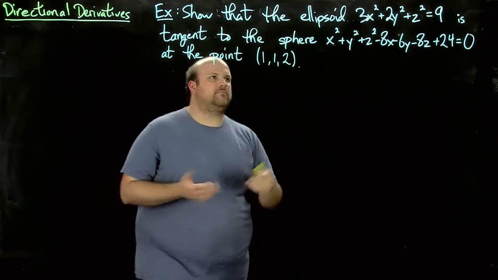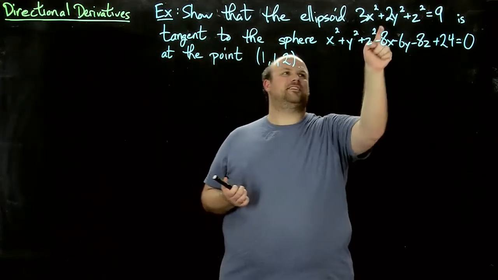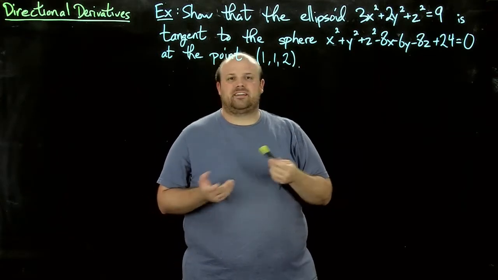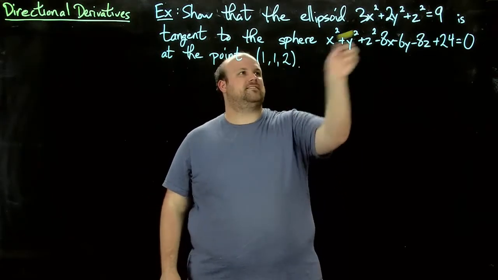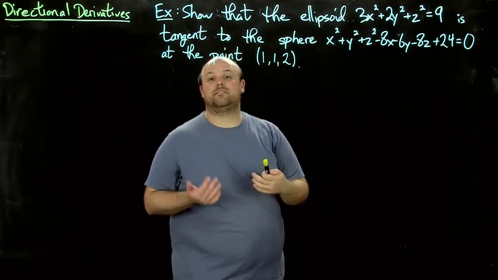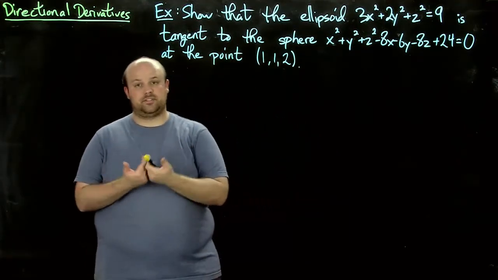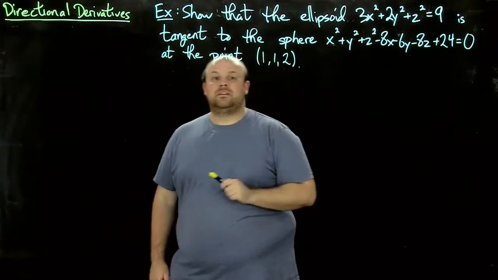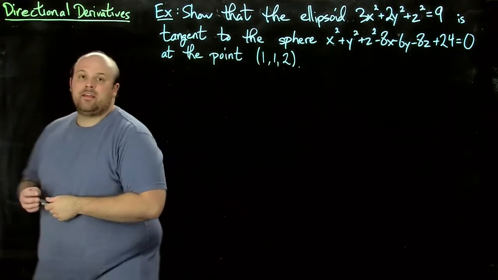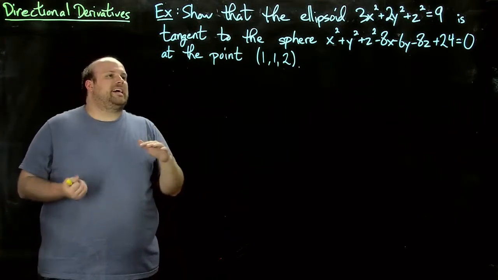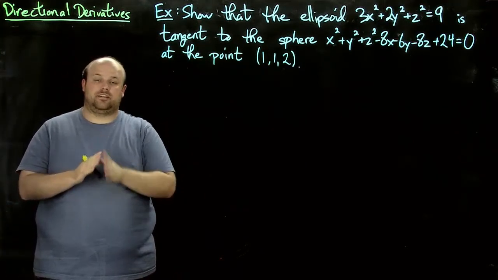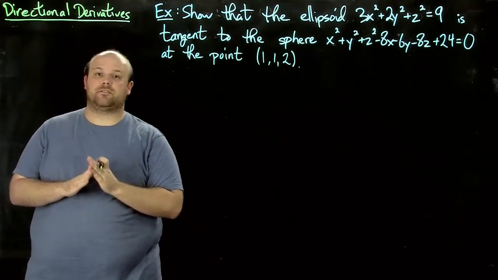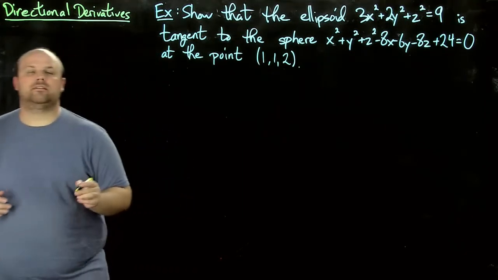Now, I've already prearranged that this point is, of course, on both surfaces. It might be a good idea, in case you're skeptical, to plug it into both equations and verify that, yes, they do in fact meet at that point. That means this is on both surfaces. But what we want to ask is, how do the surfaces touch there? Showing that they're tangent to each other there means the following.